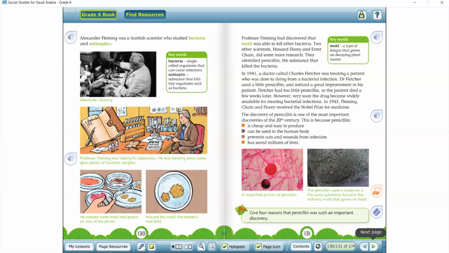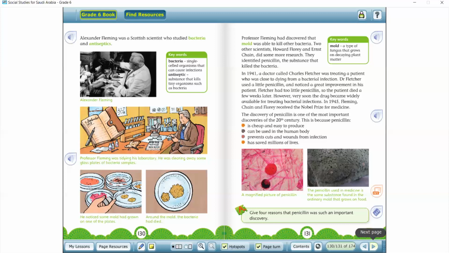And then what is antiseptic? It is on the same page, 130. It's a substance that kills tiny organisms such as bacteria. So it's something that can kill a tiny organism such as bacteria. That is called antiseptic. If you look at the first picture, you see Alexander Fleming there, busy doing his research.